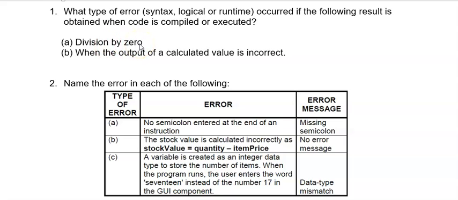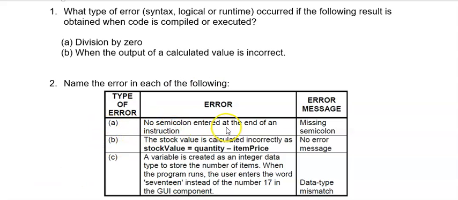First one here is the division by zero. That is always a runtime error. That will also happen when you try to find the square root of a negative number. B asks us when the output of a calculated value is incorrect. That means it's a logical error. Your program runs, it does not crash, but your answer is incorrect because your processing code was incorrect. So that would be a logical error.